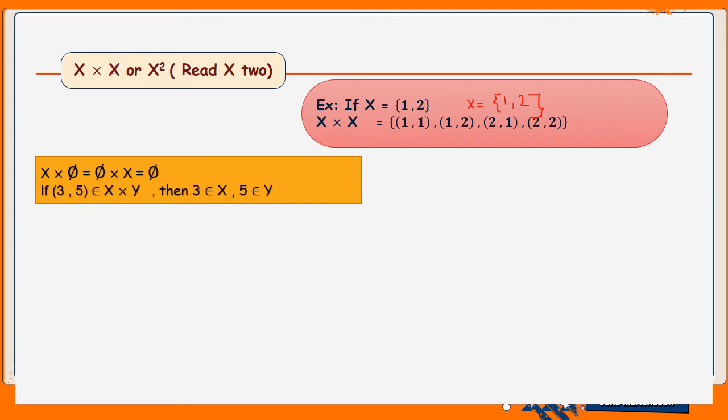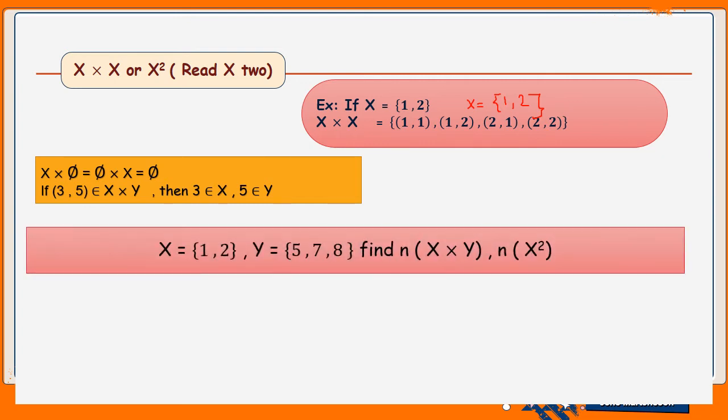So if (3, 5) belongs to x cross y, then 3 belongs to x, the first projection, and 5 belongs to y, the second projection. For example, x equals the set {1, 2} and y the set {5, 7, 8}. Find n(x cross y) and n(x²). What is the meaning of n? n is the number of elements in the set.